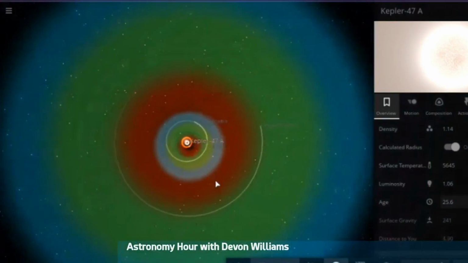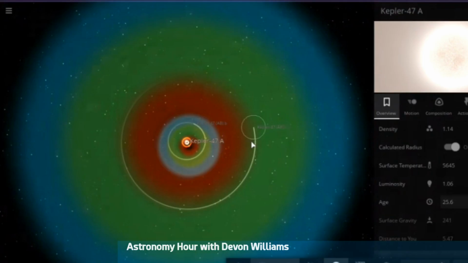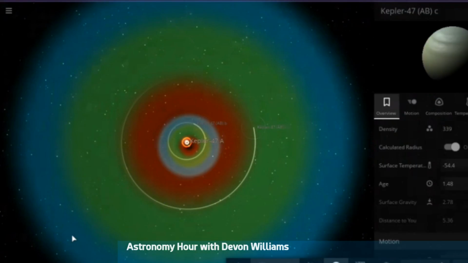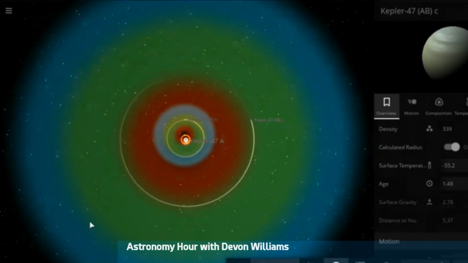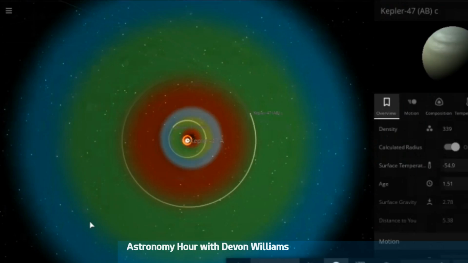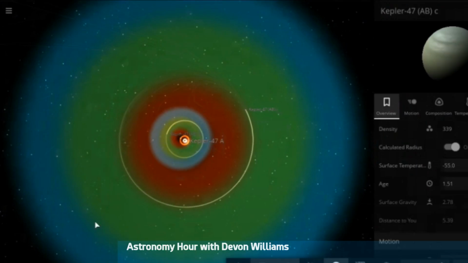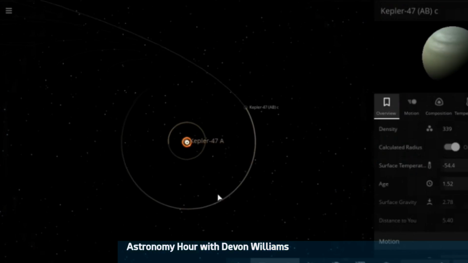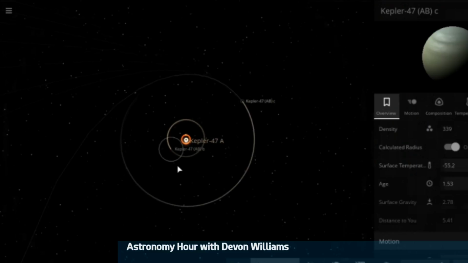But you do see this double habitable zone pop up in Universe Sandbox. And when that happens, that just means that it's a double star system, and the star with the most power output, in this case 47a, would be the dominant factor in the climate of the system.